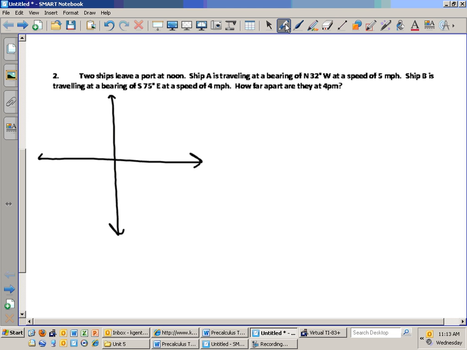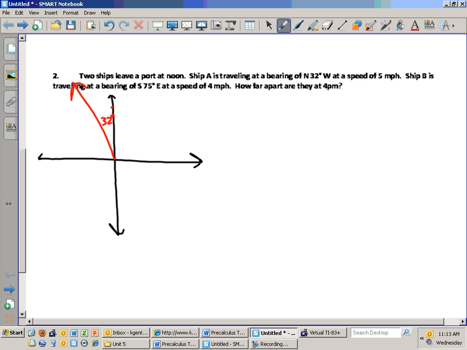Anyway, let's get to the problem. Ship A is traveling at a bearing north 32 degrees west. How do I draw north 32 degrees west? Yeah, 32 degrees from north in the westerly direction. So I'm over here. I'm northwest. So which angle is 32? The bottom one or the top one? Top one.